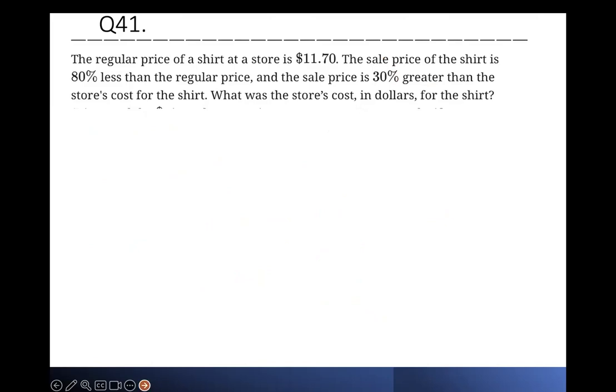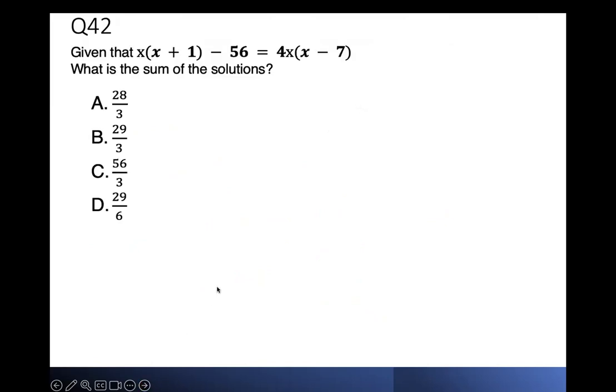How are you doing so far? Given that x is equal to that, what is the sum of the solutions? Same thing. You see the same thing keeps coming. You know the sum of the solutions comes from the middle number with the x. So I've got to expand this to give me that. If you expand this, you get x squared plus x minus 56. And this is going to give you 4x squared and 28x.